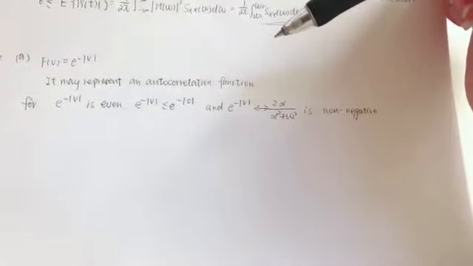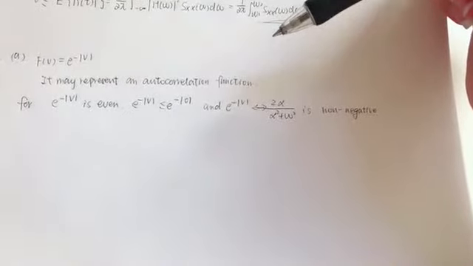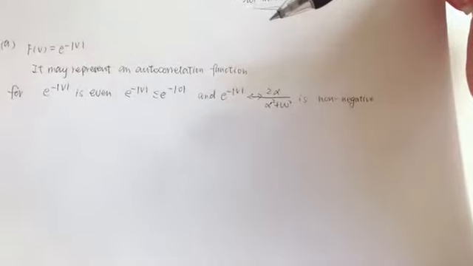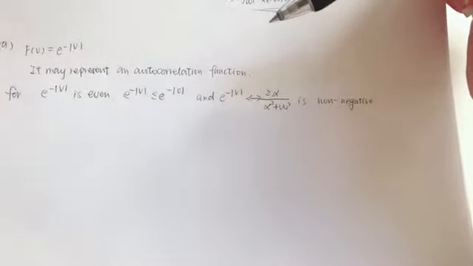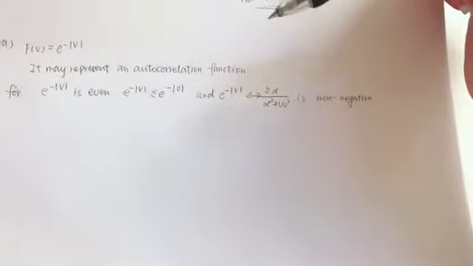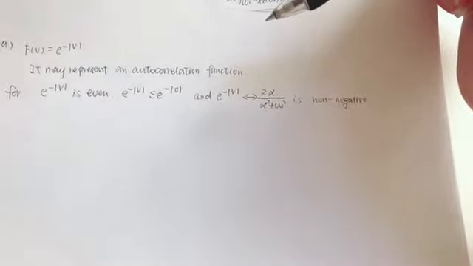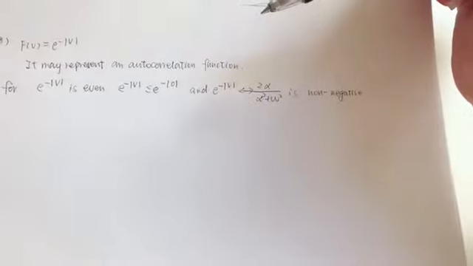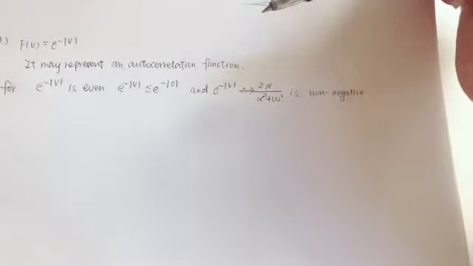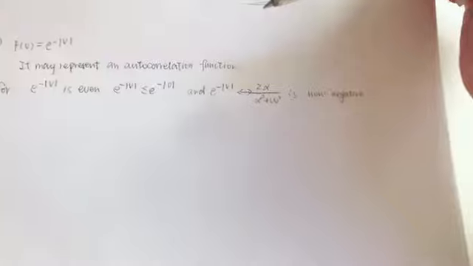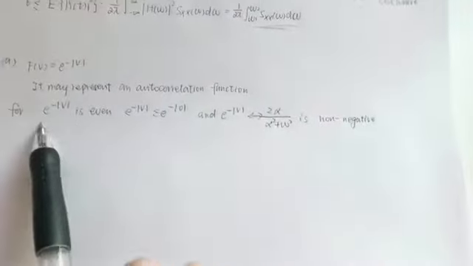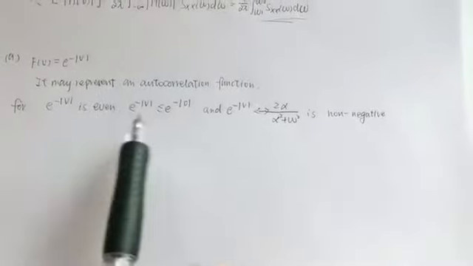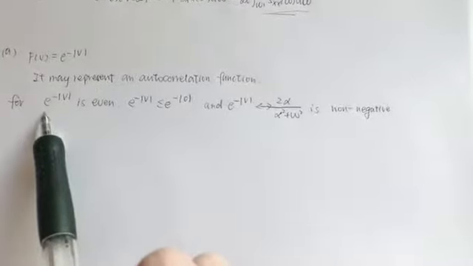when R of tau is an autocorrelation function of a real WSS stochastic process x of t, it will meet the requirements that it's an even function, R of tau is less than or equal to R of 0, and its Fourier transform is non-negative. Obviously, the function F(v) meets these three requirements.